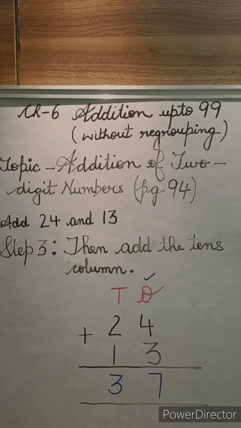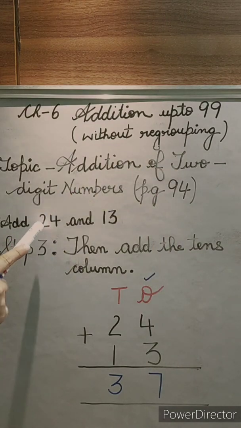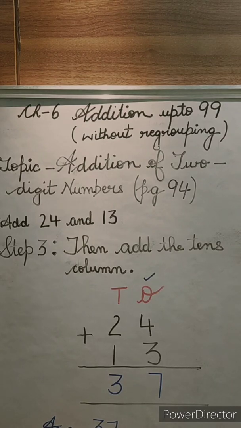So in this way, we have finished our 3 steps for adding 2-digit numbers. So 24 plus 13, the answer is 37. So this is the way when we have to add 2-digit numbers.